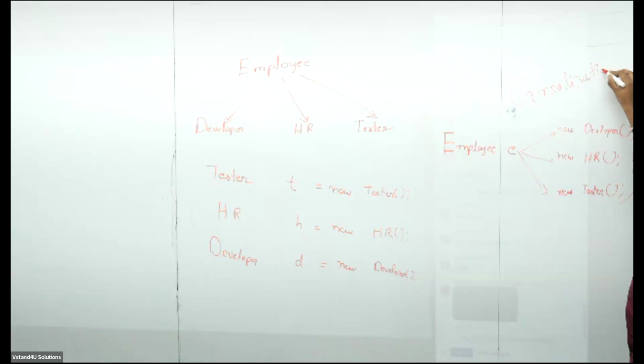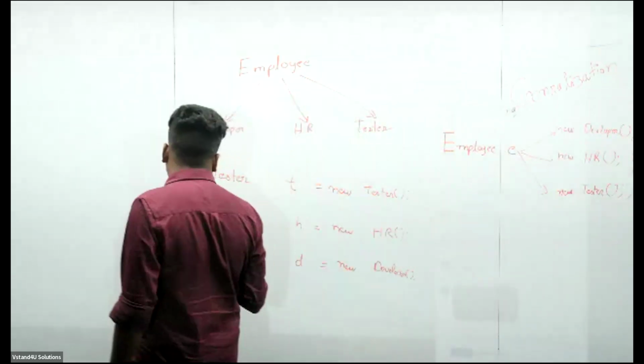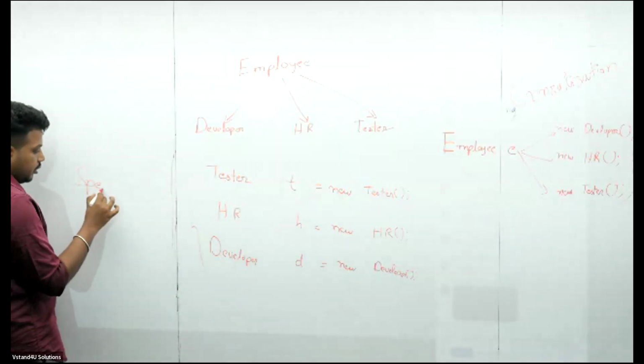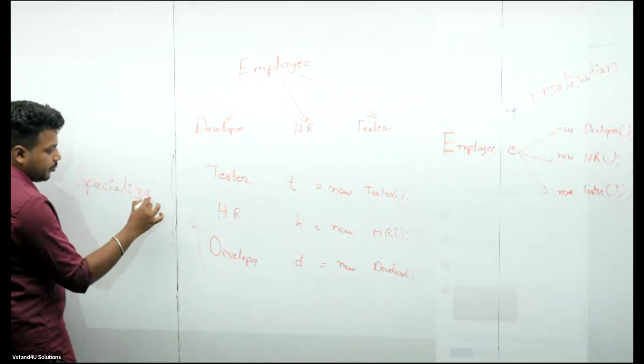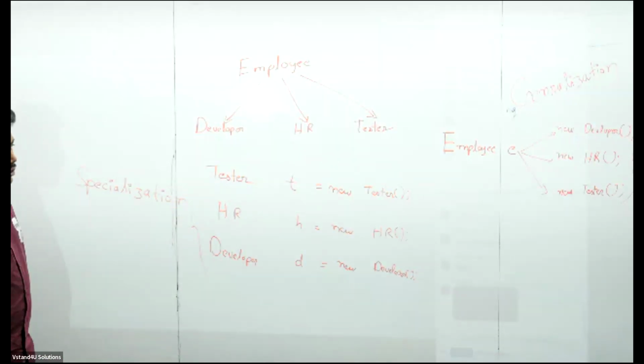This upcasting method is nothing but we'll call it generalization. When I create a separate object, that is nothing but specialization. Understood? Write this.